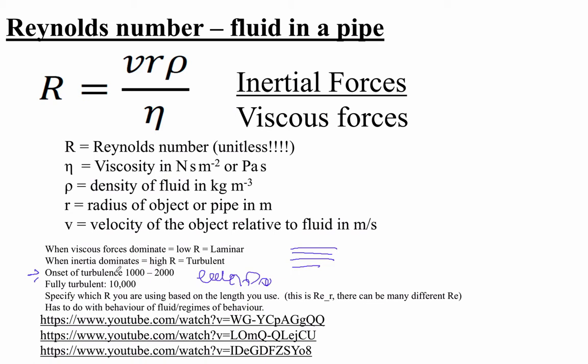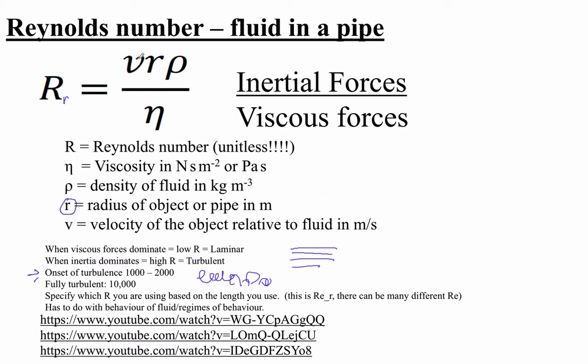Now it is a dimensionless quantity, so it has no dimensions. Somehow Pascal seconds cancels these out, and we just have no dimensions left. Notice that we're using the radius as one of our parameters, so this is the Reynolds number for radius. There are Reynolds numbers for diameters, and for all kinds of things. So really what we should be saying is it's the radius Reynolds number.